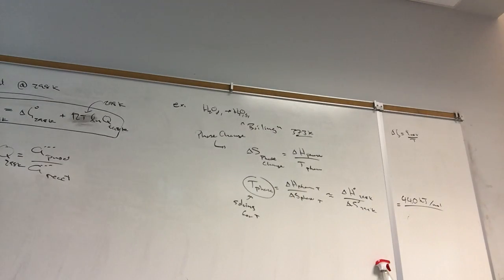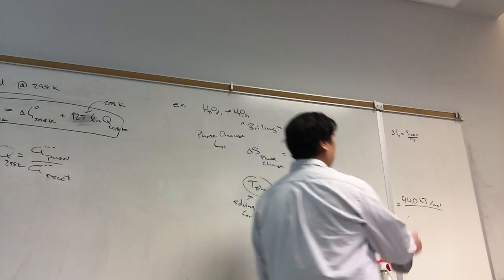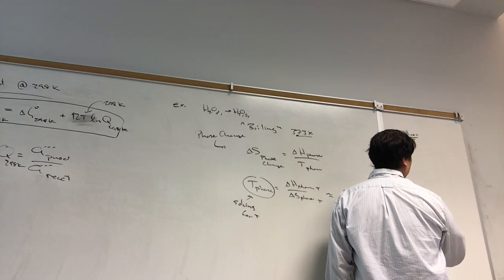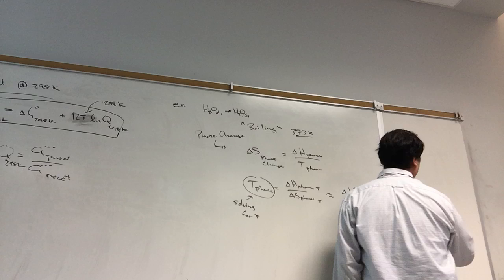Delta S is going to be the product minus the reactant. So it's going to be 188.8 minus 69.91. Can somebody calculate that for me? 188.8 minus 69.91. 118.89. And the units would be joules per mole Kelvin.